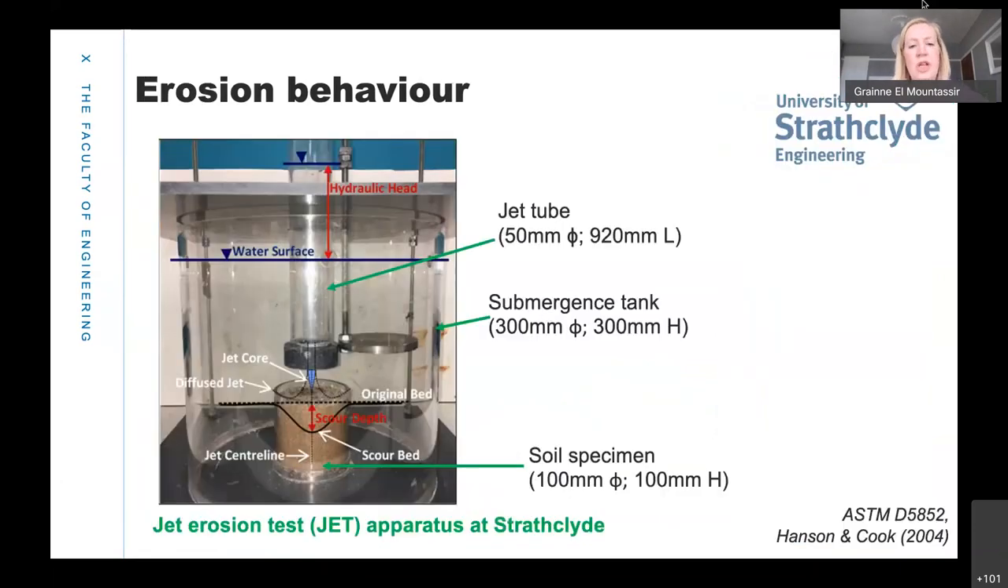We've also looked at the influence of the fungal growth on erosion behavior. Here we investigated it using the jet erosion test apparatus that we developed at Strathclyde. So we have a soil specimen within a tank submerged with water, and we have a jet of water impinging on the soil surface. And so we're inducing scouring at the center of the soil surface.